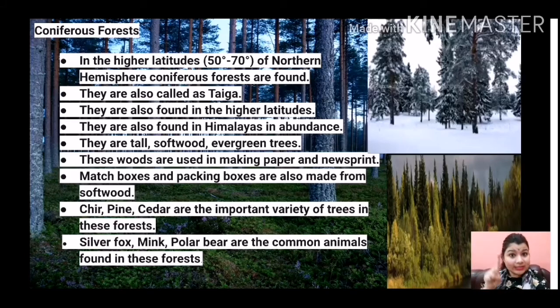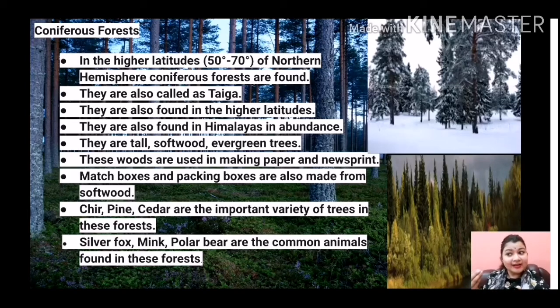They are also known as what? Taiga. They are found in higher latitudes, as I have mentioned just now, and in the Himalayas you will find more and more coniferous forest. Most of this coniferous forest falls under the Himalayan region. They have tall, softwood, evergreen trees, and these woods are used in making paper, newsprint, matchboxes and packing boxes, if made from this kind of tall, softwood, evergreen trees.